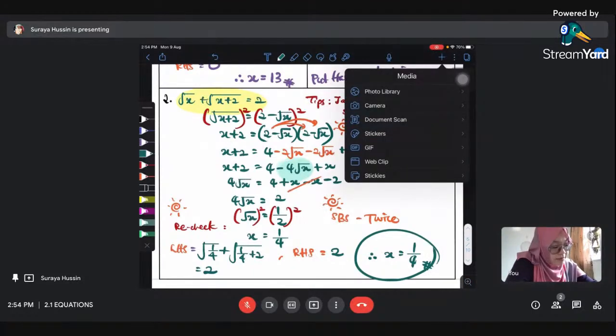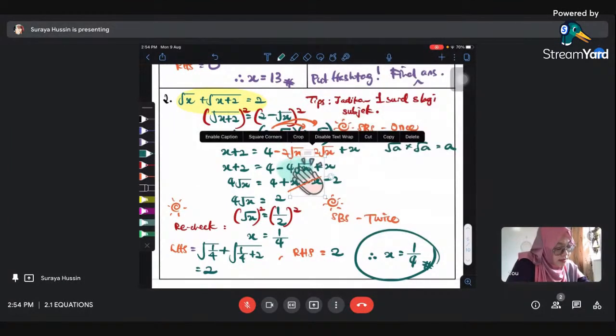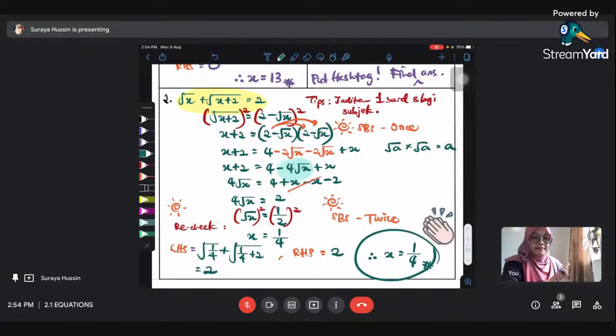I put a sticker here. I have a sticker. Yay! We have got the right answer, the right final answer, iaitu 1/4 dengan syarat you mesti recheck dahulu. Okay? Recheck untuk cert. Kamu ada nampak ke saya buat recheck untuk indices tadi? Tak ada kan? So far, pandai-pandai observe. So far, untuk recheck hanyalah kepada soalan cert sahaja. How about log? We'll see.